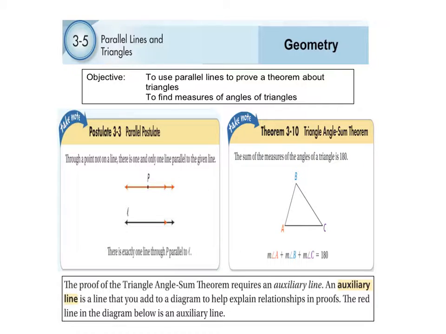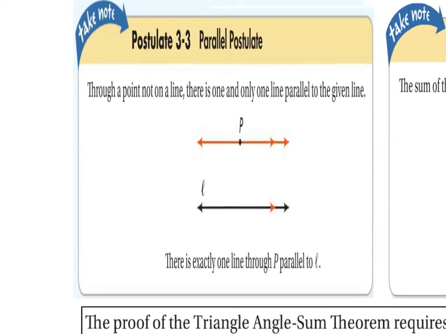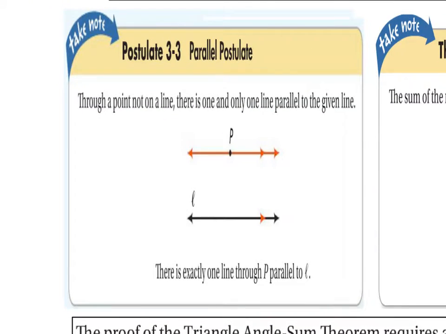If you follow along in your notes, reminder, you can rewind and pause at any time. The parallel postulate, postulate 3.3, says that through a point not on a line, there's one and only one line parallel to a given line. So here you have line L. If you put a point out here, it doesn't matter where, there will be only one line through that point that's parallel to the original line.